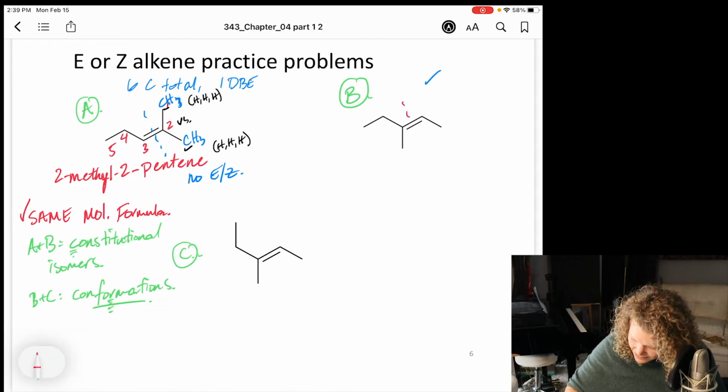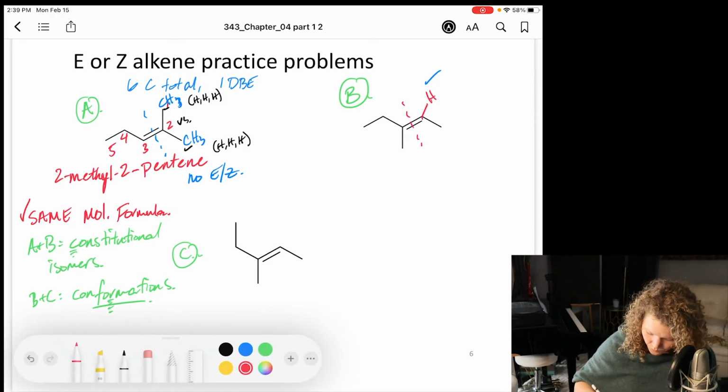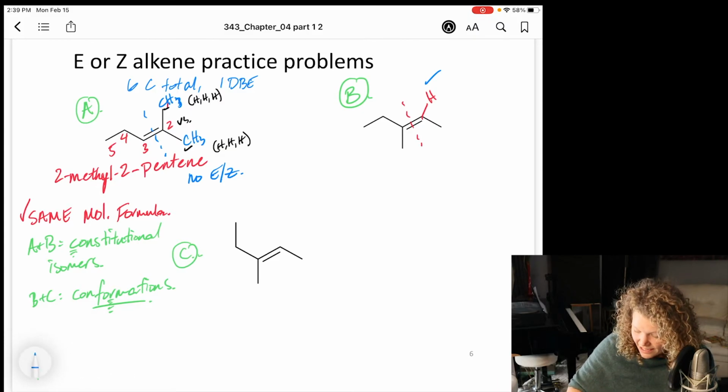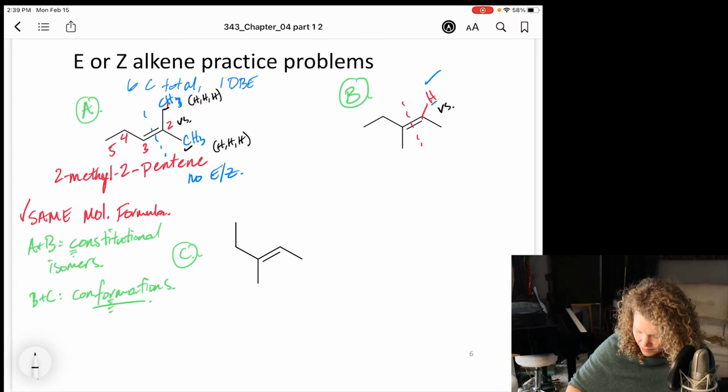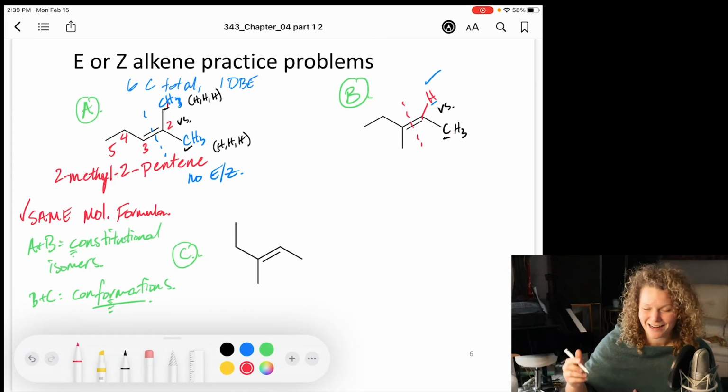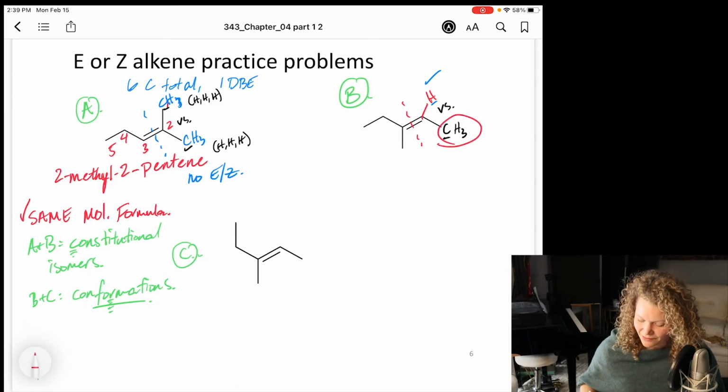Okay, now let's move on. Let's go to B. It does apply here. B, we have this dotted line here. I'm going to draw my hydrogen in. So I've got H versus this carbon. Which one wins? You got it. The carbon wins. So this group wins on the right side.